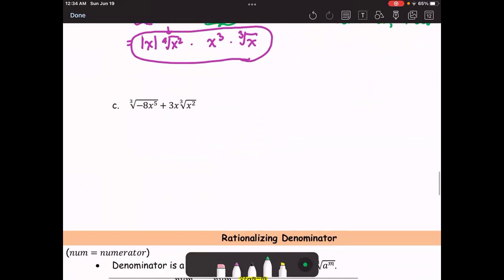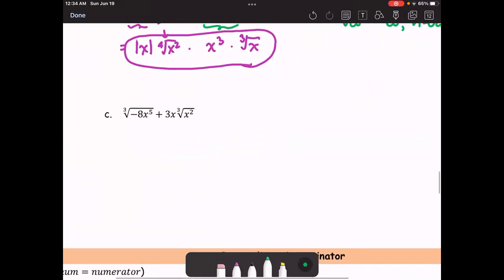In part C, we're going to simplify the cube root of negative 8 times x to the fifth plus 3 times x times the cube root of x squared. The cube root of negative 8 times x to the fifth is the same as the cube root of negative 8 times the cube root of x to the fifth. And then for the second term, there is no change because the power 2 is lower than the index 3. So we keep it the way it is.